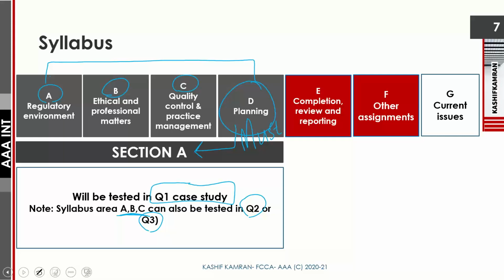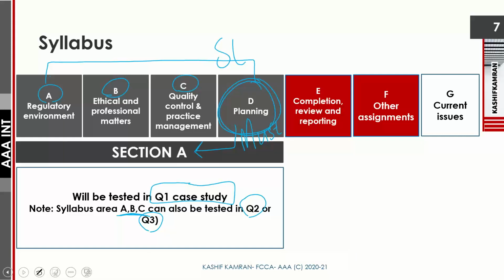Yes. So can syllabus areas A, B, C be repeated multiple times in a 100 marks paper? Yes. Can they be in question number 1 and at the same time in question number 2? Yes, they can be. So syllabus area A, B, C is flexible. It can be in question number 1, it can be in question number 2, it can be in question number 3. But syllabus area D is a static area.